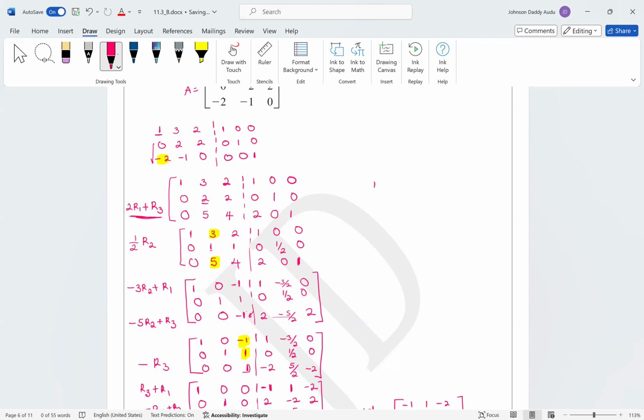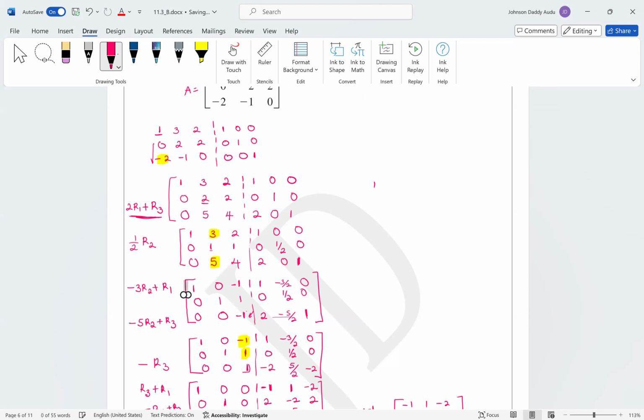Okay. So we want to take this to 0. So trying to take this to 0, here is 1. So we have -5R2 plus R3. So -5 times this is 0, -5 times 1 plus this is 0, -5 times this, -5 plus 1 is -1, -5 times 0 plus 2, -5 times -half, so we have -5 times 0, which is still 0 plus 1. So here still remains 1.